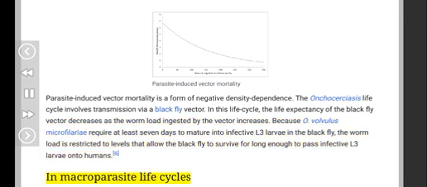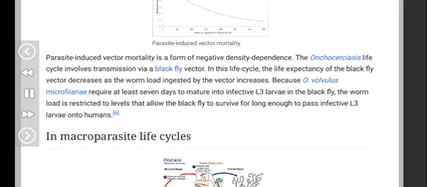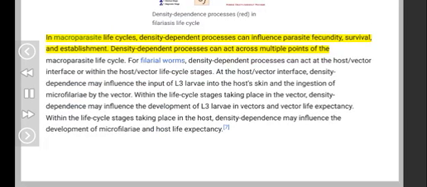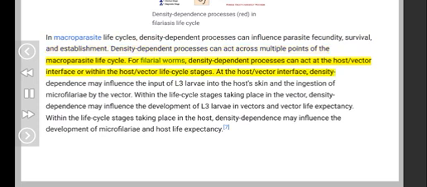6. Density dependence processes in filariasis life cycle. In macroparasite life cycles, density-dependent processes can influence parasite fecundity, survival, and establishment. Density-dependent processes can act across multiple points of the macroparasite life cycle. For filarial worms, density-dependent processes can act at the host-vector interface or within the host-vector life cycle stages. At the host-vector interface, density dependence may influence the input of L3 larvae into the host skin and the ingestion of microfilariae by the vector.